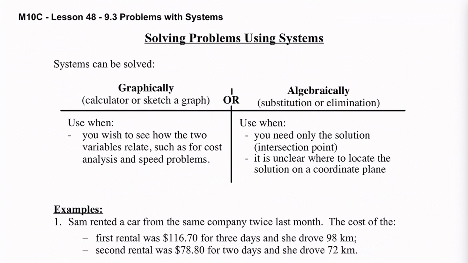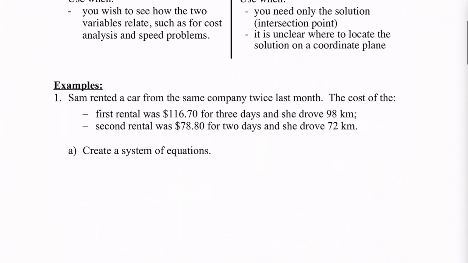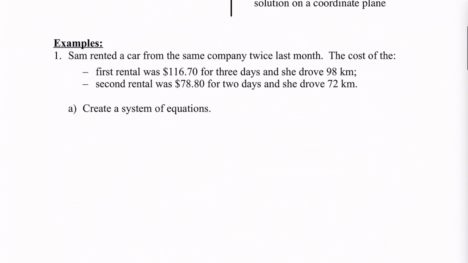We're going to look at two examples. Our first one says Sam rented a car from the same company twice last month. The cost of the first rental was $116.70 for 3 days, and she drove 98 kilometers. The cost of the second rental was $78.80 for 2 days, and she drove 72 kilometers. Part A asks us to create a system of equations.